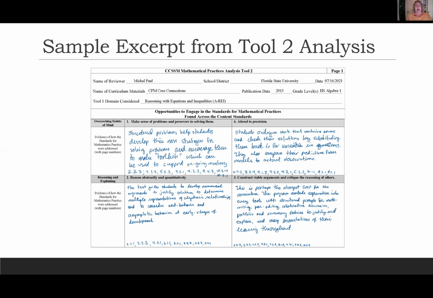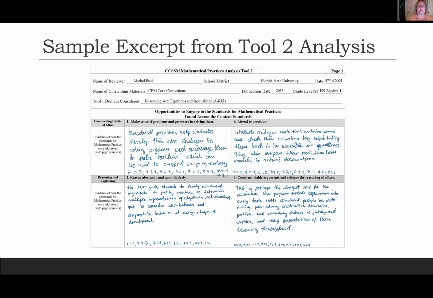Considering the overarching habits of mind, and especially focusing on SMP 1, make sense of problems and persevere in solving them, structured problems help students to develop their own strategies for solving problems and encourage them to make toolkits which can be used to support ongoing mastery. With regards to attending to precision, the Core Connections text allowed students to critique work that contains errors, and they cross-check their solutions by substituting them back in for the variables in the equations. They also compare their predictions from models to actual observations.